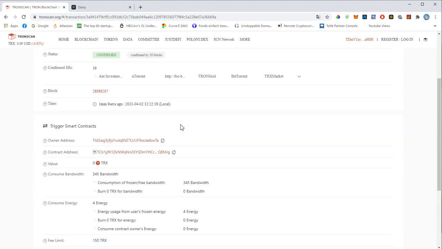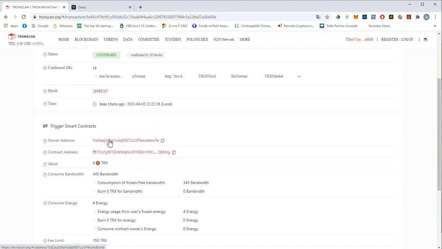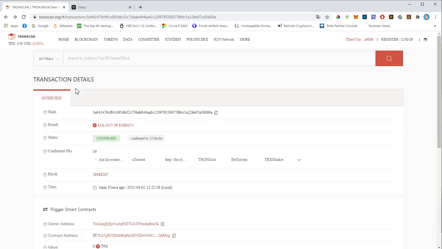Okay, so this is the owner address. You see zero Tron energy was burned, and if we go to the owner address, we will see zero Tron available. Okay, well, 300 Tron were frozen, but we still need Tron to pay the transaction, and it's zero. Okay, so that's why this transaction has failed.